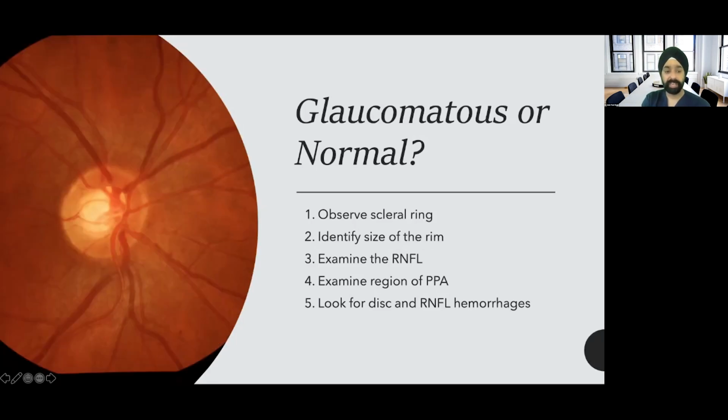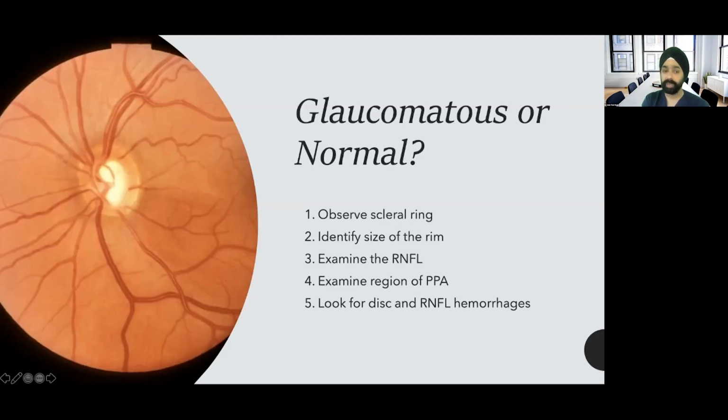You also see here a very sharply defined cup. When you see a sharply defined cup, like someone took a pencil and drew it, that's more likely to be a physiologic cup more than a glaucoma cup. We see what we call sloping a lot of times.